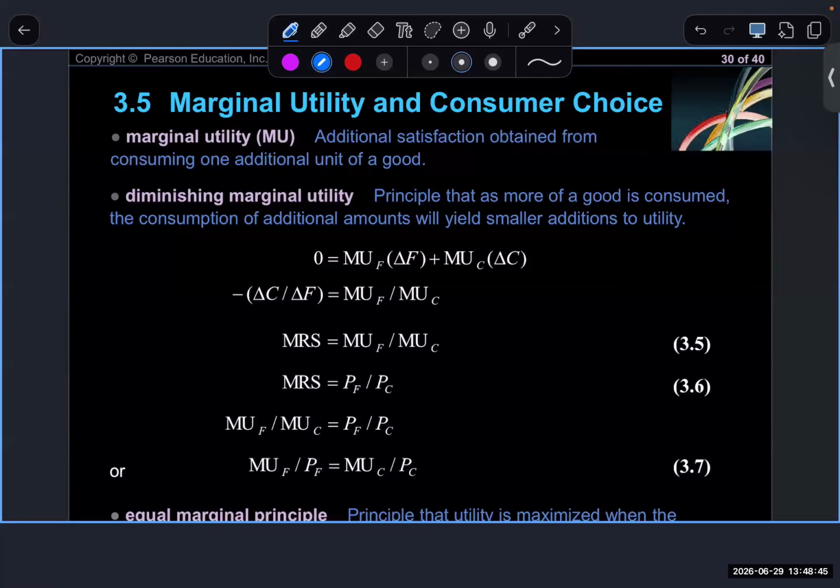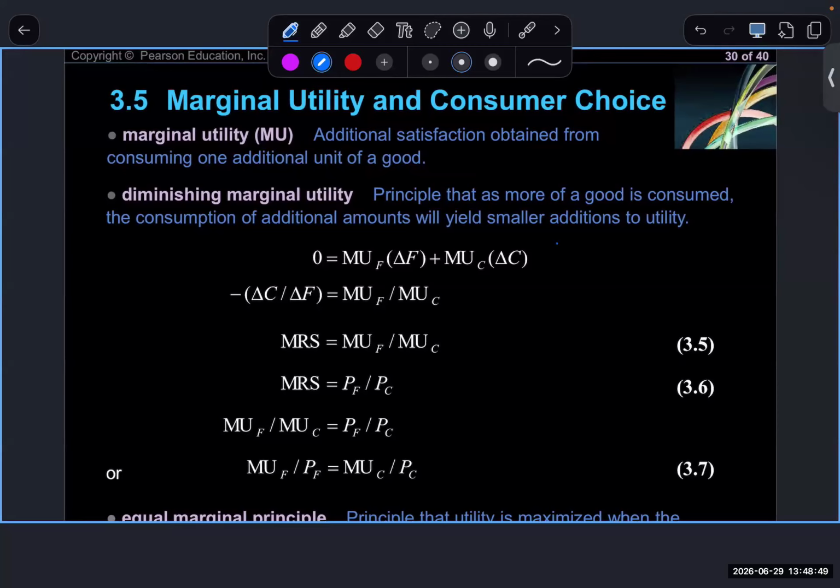How do we get marginal utility? Marginal utility means we take the derivative of the utility function with respect to the quantity, right? There's one more extra.